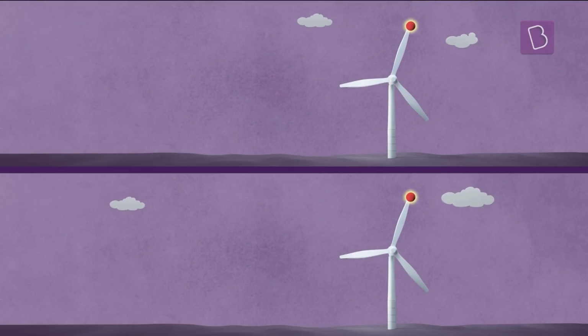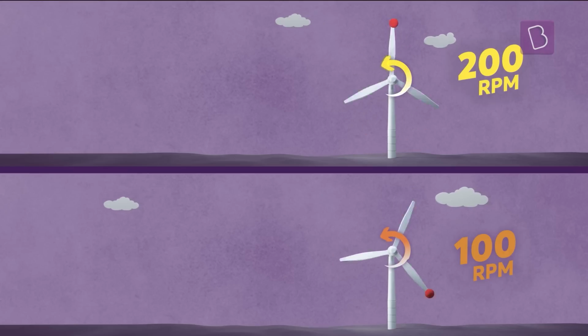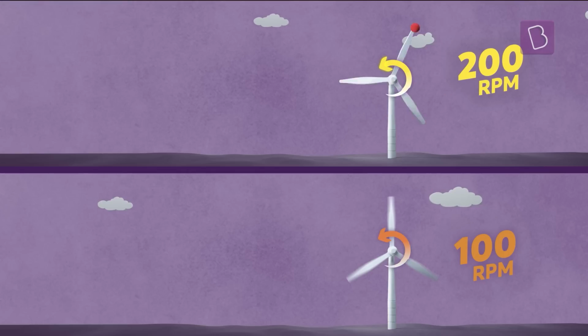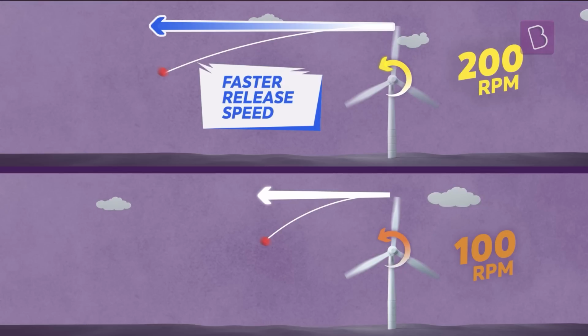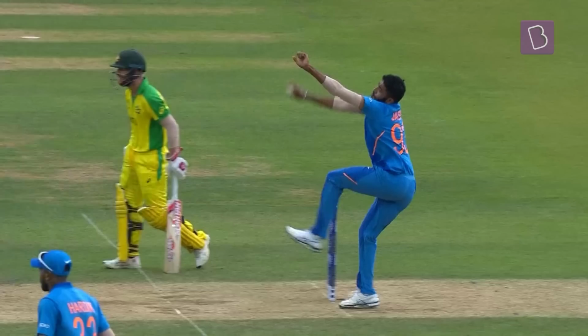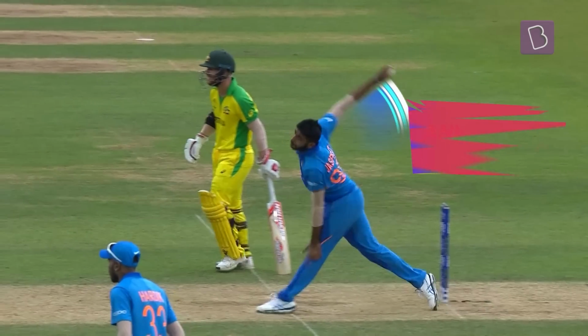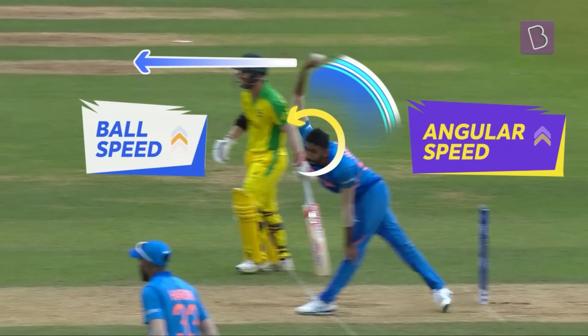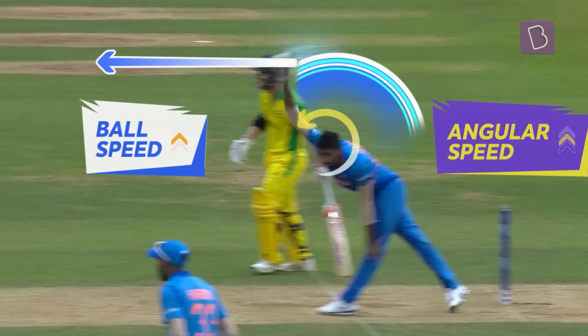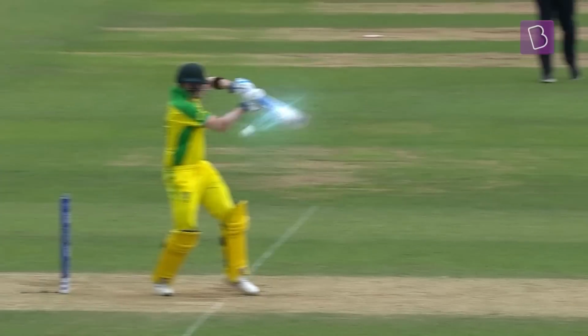Look at those two windmills with a ball fixed on their blades. Upon launching, which one will fly off faster? Yes, the windmill with higher RPM. Quicker arm rotation implies higher angular speed, which translates proportionally to a higher linear speed and hence a super fast delivery.